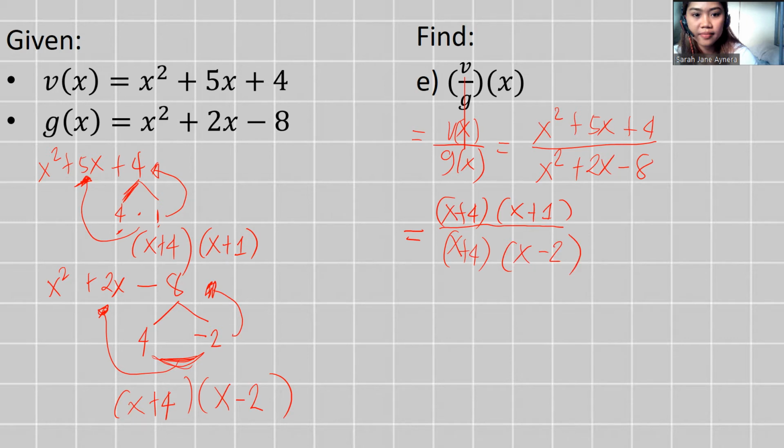Now, we can cancel x plus 4. Then what remains is x plus 1 over x minus 2. We cannot cancel x since this is a binomial. So, the quotient of v and g, or function of v and function of g, is x plus 1 over x minus 2.